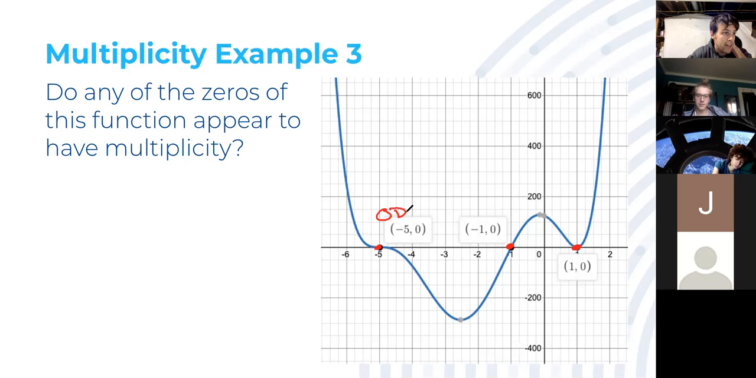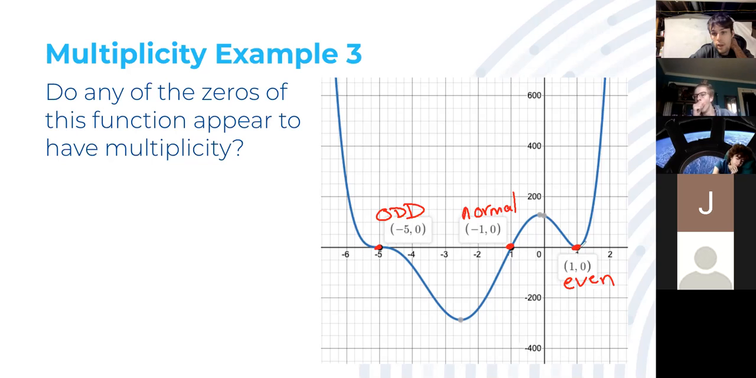This one looks to have an odd multiplicity because we're getting that wiggle. This one looks to be a normal x-intercept. It's kind of passing straight through there. It's not wiggling or bouncing or anything. And this one looks to be an even multiplicity because it bounced. It goes down, touches it, bounces up, didn't actually pass through.